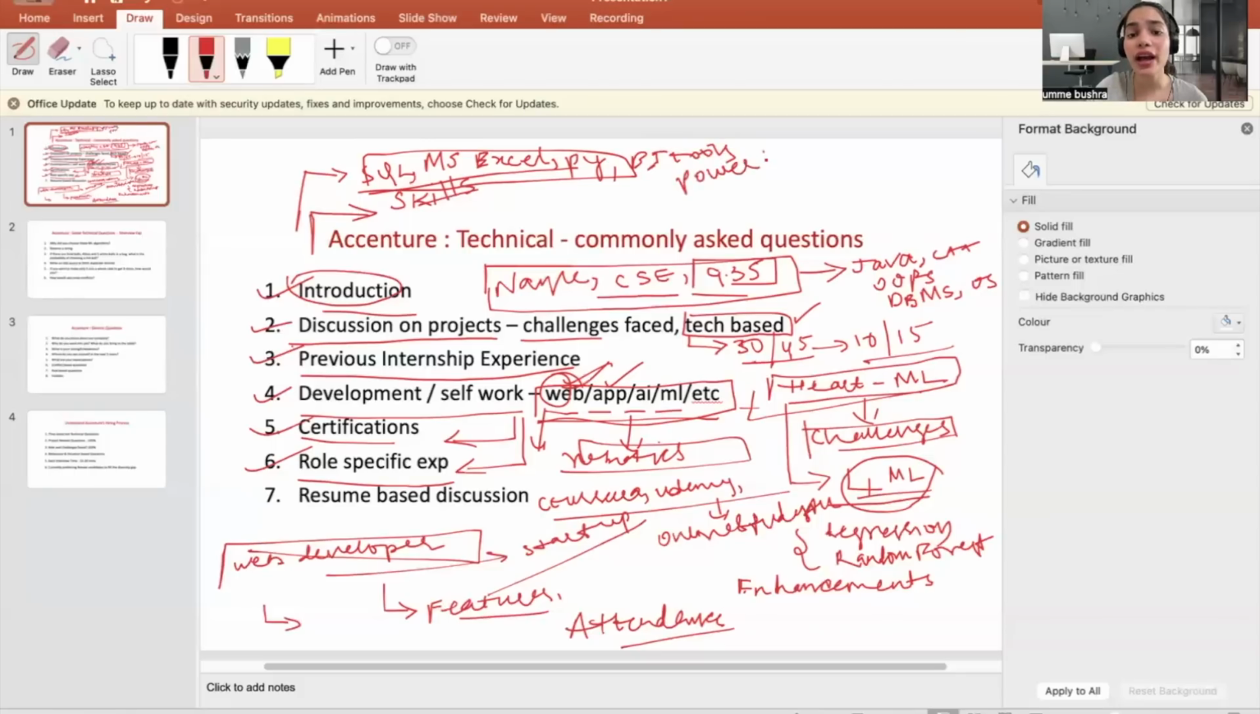So if you have experience in any of these, you can just mention it, like, I have some experience in SQL and MS Excel. If you have some role-specific experience, you can mention that, and it will help you get the job. Okay, so this was our sixth point. Moving to the next point, resume-based discussion.